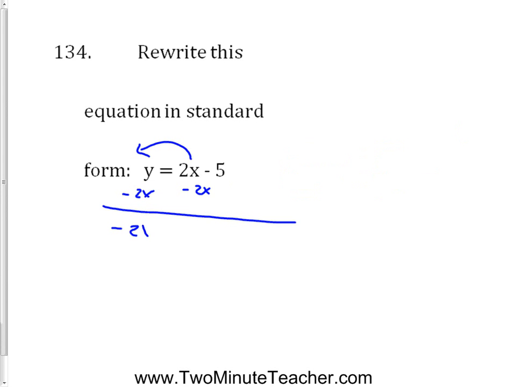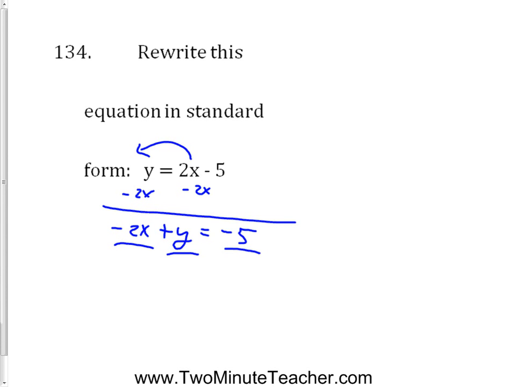And I'll have negative 2x plus y. Notice I kept the x first and then the y equals negative 5. Okay, I know I could have written that as y minus 2x, but it would be backwards. And I want it in order with the x and then the y and then the number.